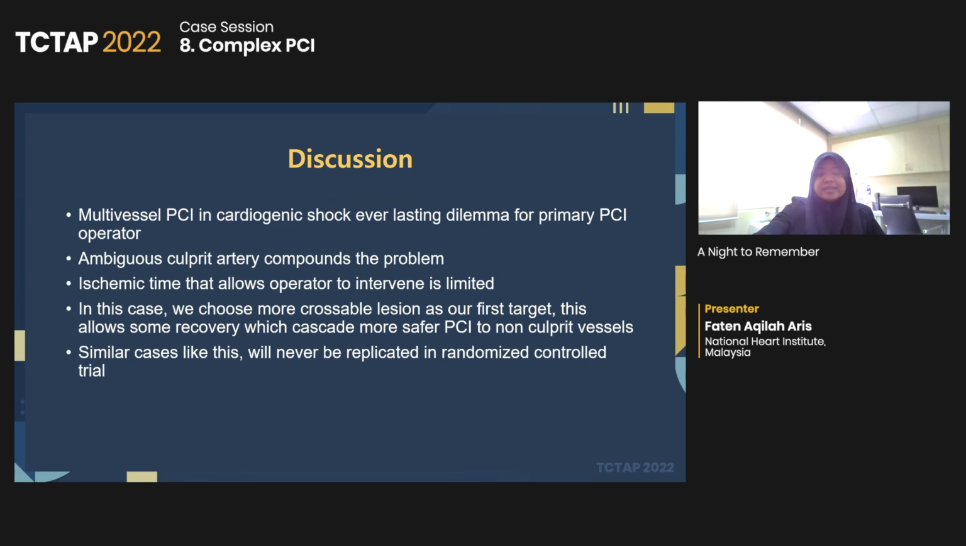So I've illustrated that multivessel disease in cardiogenic shock is an everlasting dilemma for a primary PCI operator. In this case, the ambiguous culprit artery compounds the problem. In primary PCI, the ischemic time that allows the operator to intervene is very limited. In this case, we chose the more crossable lesion as our first target, and then allowed some recovery, which cascaded into safer PCI to the non-culprit artery. However, similar cases like this will never be replicated in a randomized controlled trial.